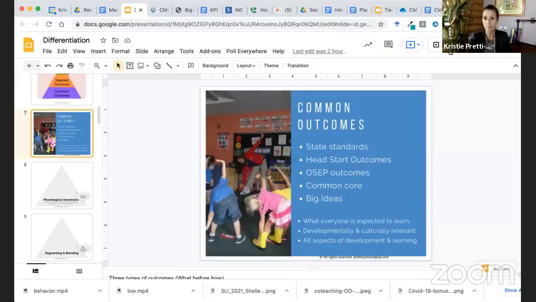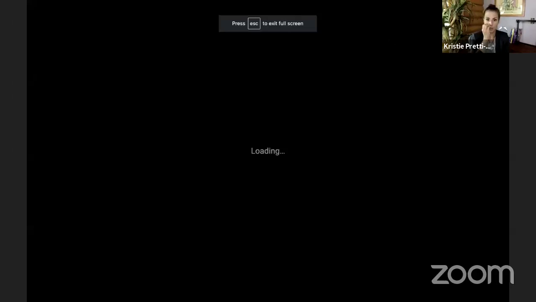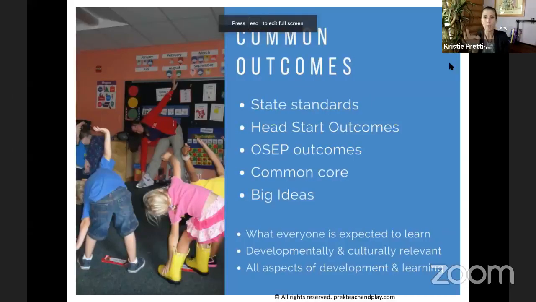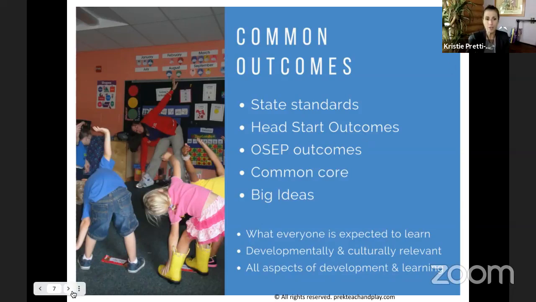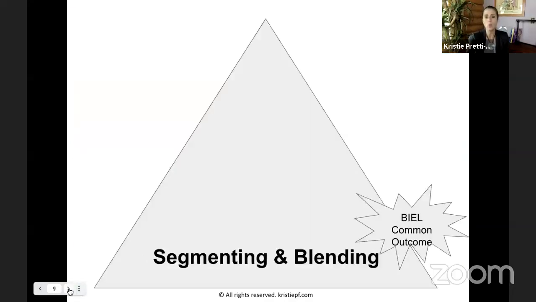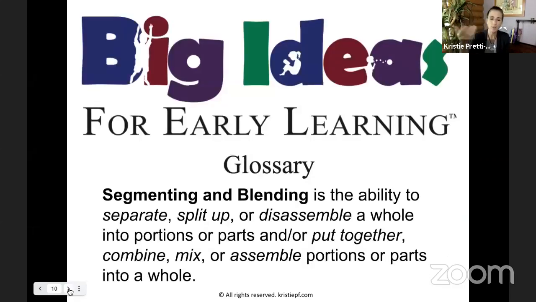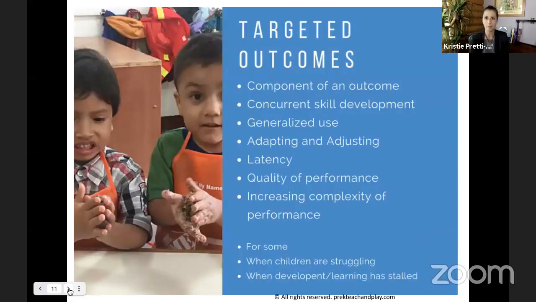Well, common outcomes are the things that I expect all learners to be exposed to, not proficient at, but all kids are being exposed to them. These usually come from state standards, Head Start, OSEP, and I introduced the big ideas. So then we have to define it, because what is it? Do we have a definition of phonological awareness? Do we have a definition of segmenting and blending?